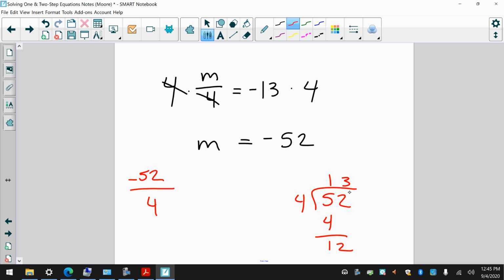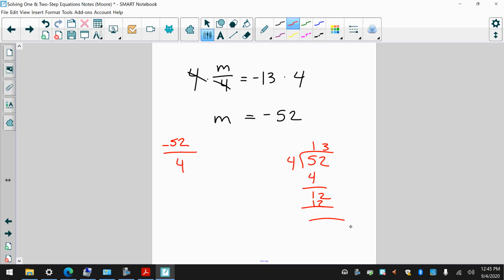4 times 3 is 12, which zeroes out. So we'd have 13. Now we know that a negative 52 divided by a positive 4 would give me negative 13. So add your negative, and that checks out.